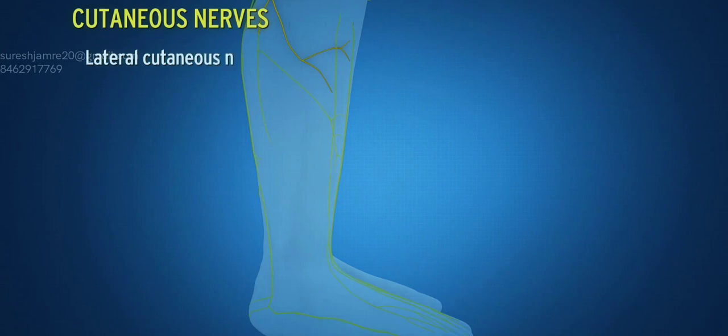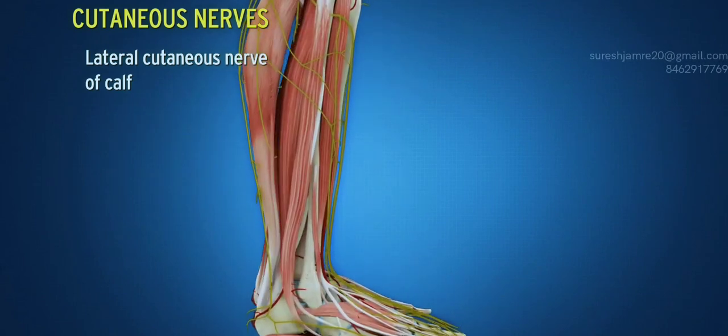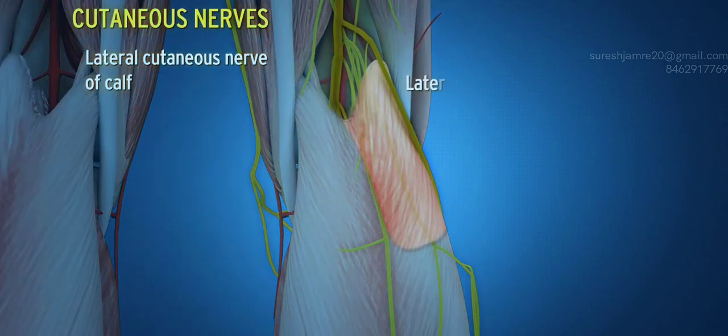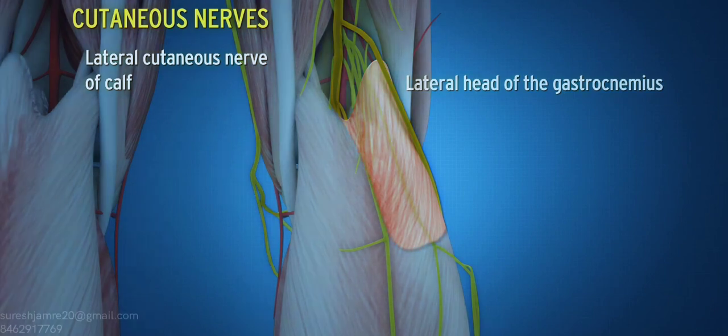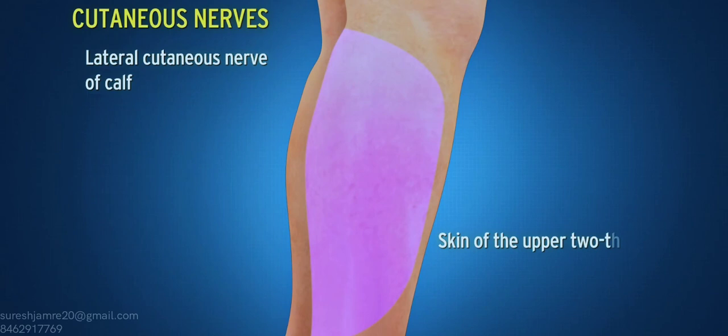Lateral cutaneous nerve of calf is a branch of the common peroneal nerve. It pierces the deep fascia over the lateral head of the gastrocnemius and then descends to supply the skin of the upper two-thirds of the leg laterally.